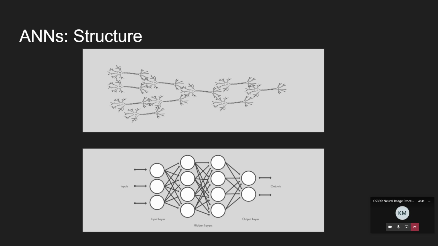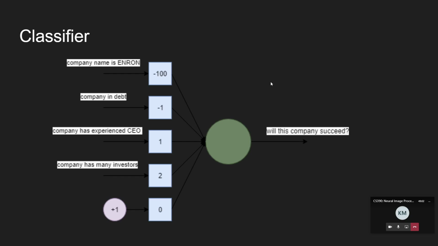Anyways, just as we can have these networks of neurons, we can also have networks of artificial neurons. Actually, before we go on, does everyone understand this pretty well? The idea of using this as a classifier? All right, that should be good.